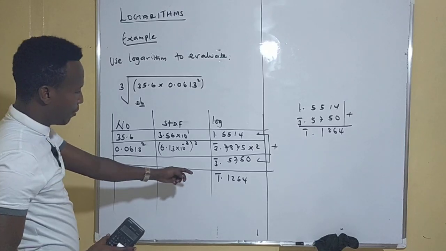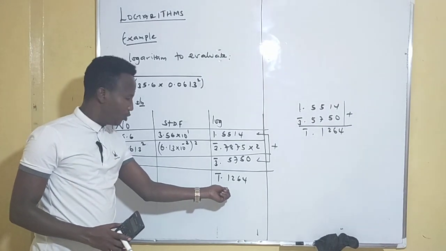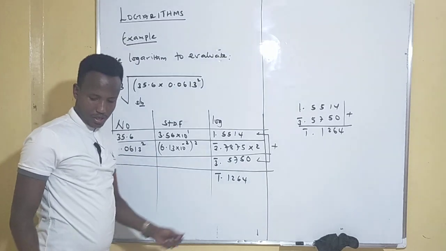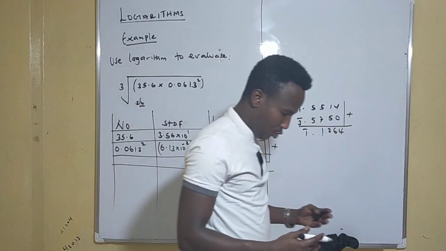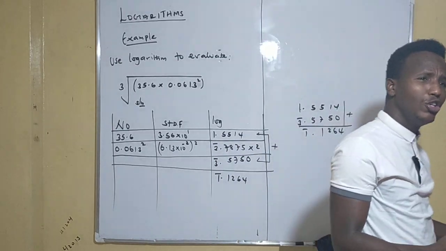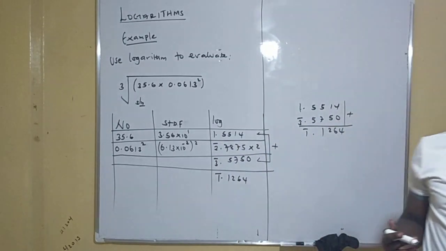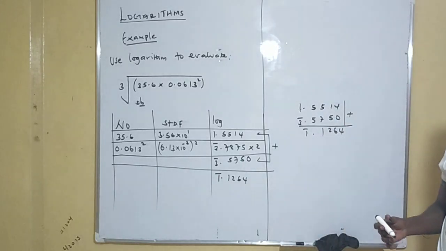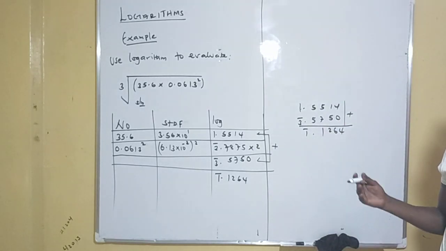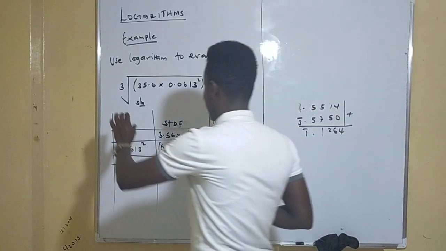Now, when you come to this point, is when you have to say, am I going to test mantissa and characteristics, or will I go with this value? Okay, you'll be testing. Why? Because this is what matters a lot.